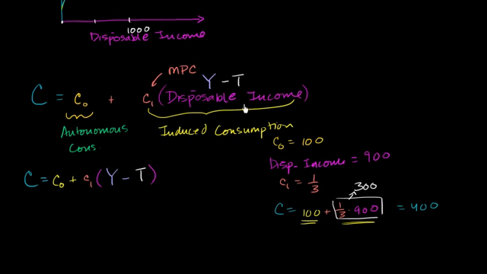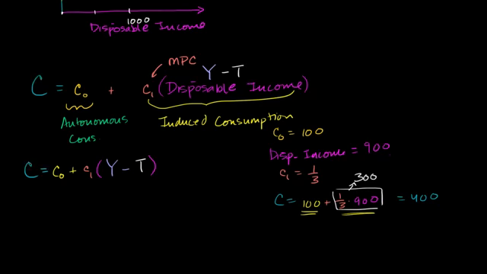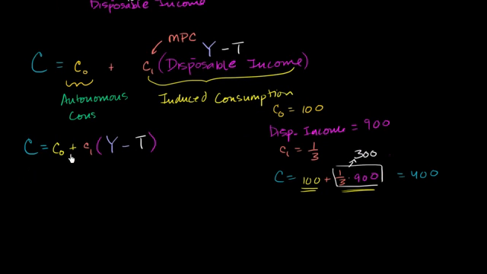And to make you comfortable that this is still a line, if we were to plot it as a function of aggregate income instead of disposable income, let me manipulate this a little bit. So we could distribute C1, which is our marginal propensity to consume, and we get aggregate consumption is equal to autonomous consumption, plus our marginal propensity to consume times aggregate income, and then minus our marginal propensity to consume times our taxes.